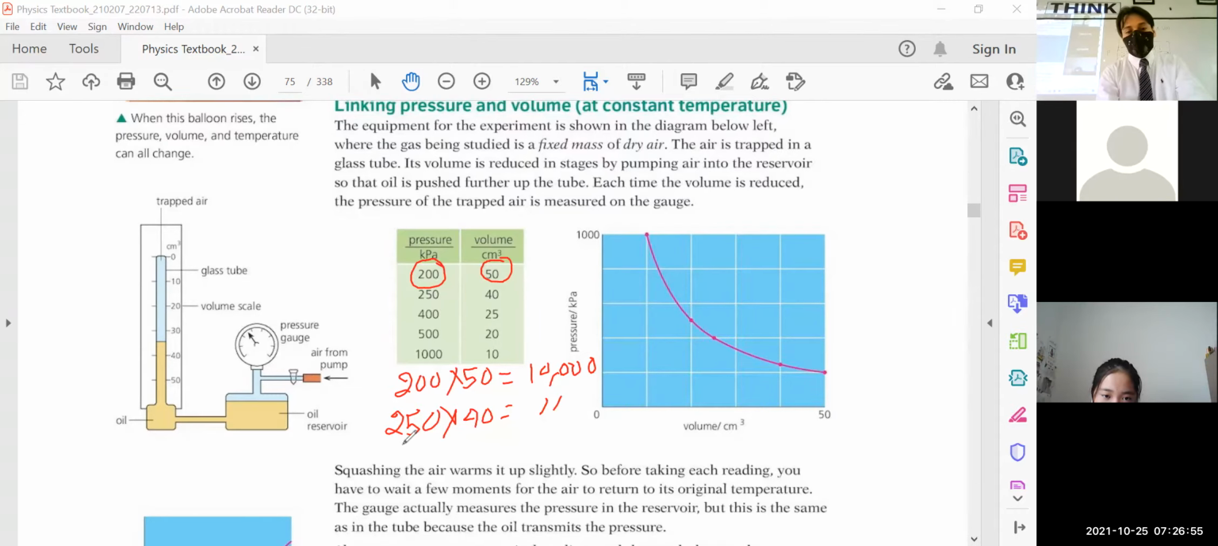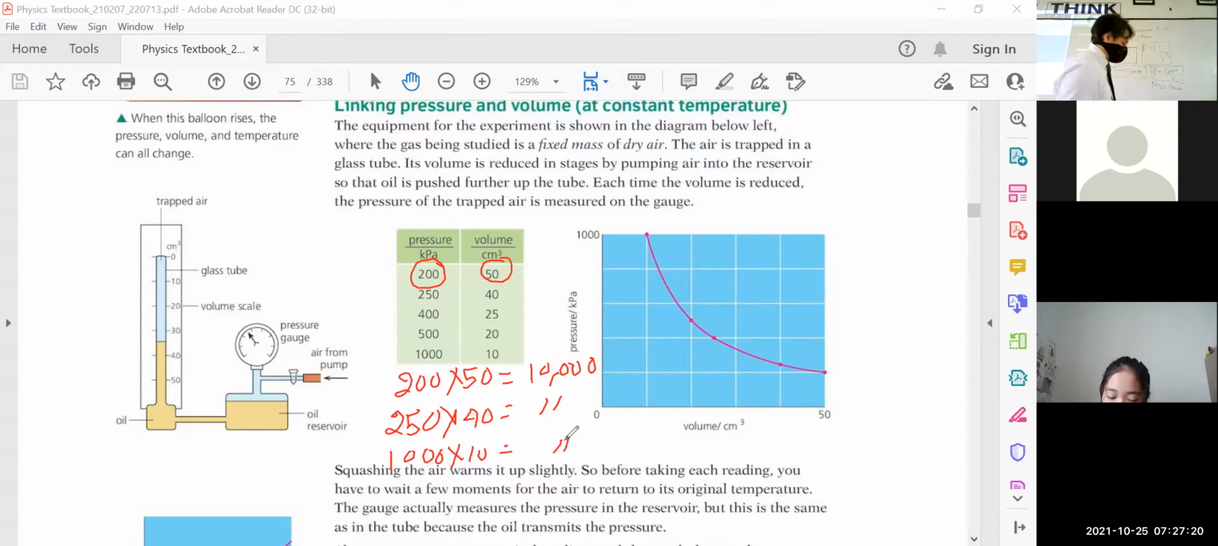Similarly, the last value 1000 multiplied by 10, that is also equal to 10,000. Every time you multiply pressure and volume, you get a constant term. Here the constant term is 10,000. The constant value is, children, 10,000.